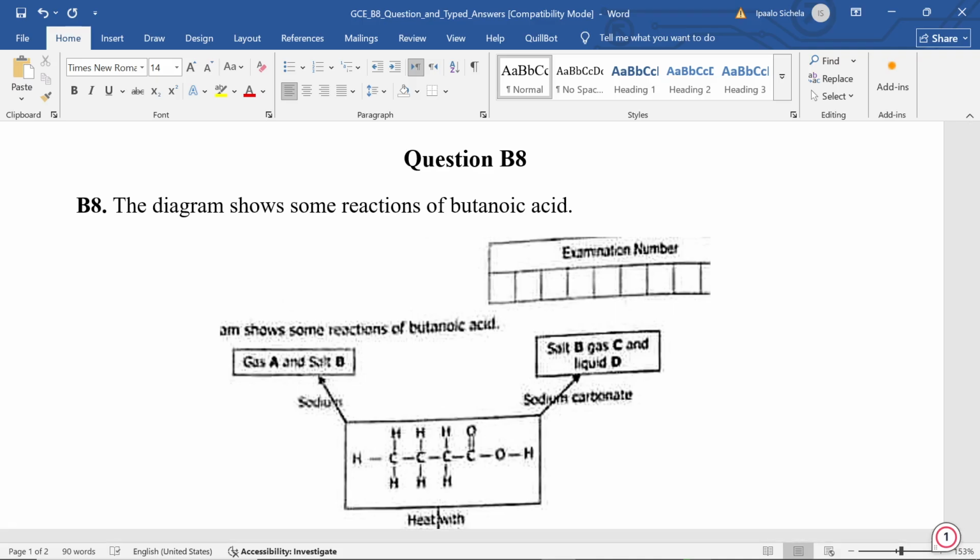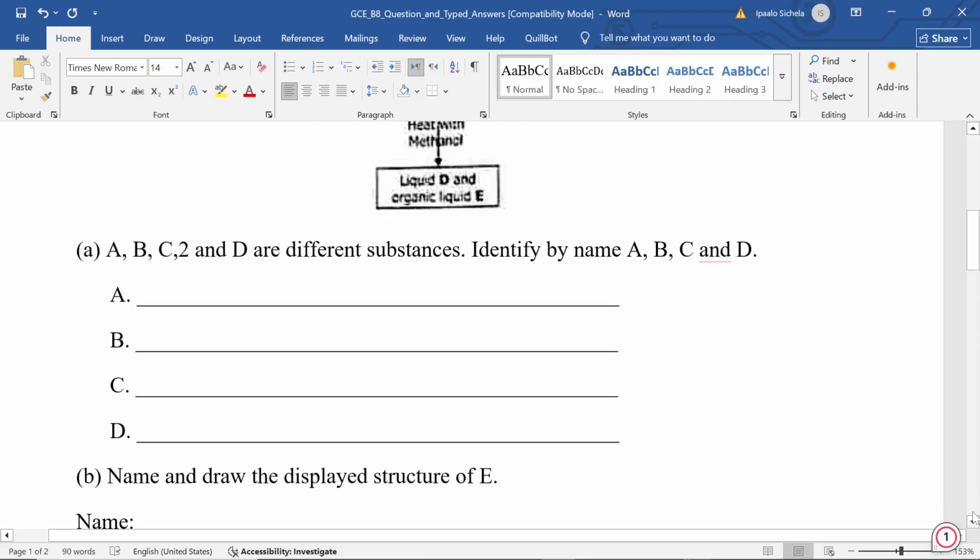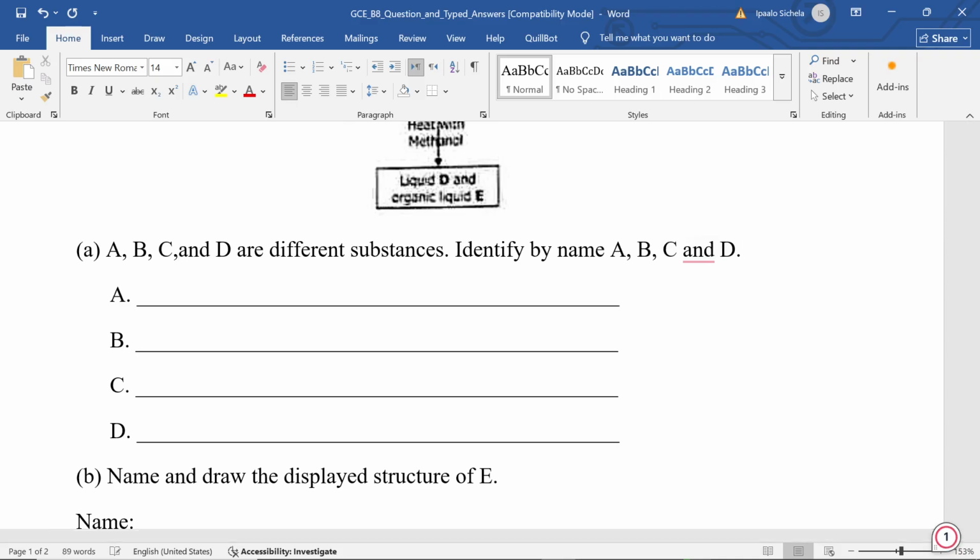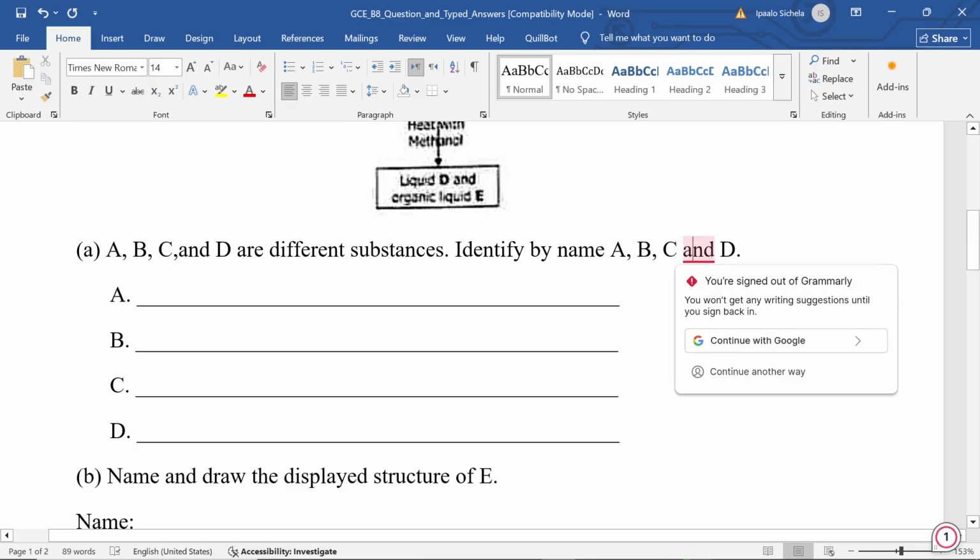Let's dive in. The diagram shows some reactions of butanoic acid. A, B, C and D are different substances. Identify by name A, B, C, and D.